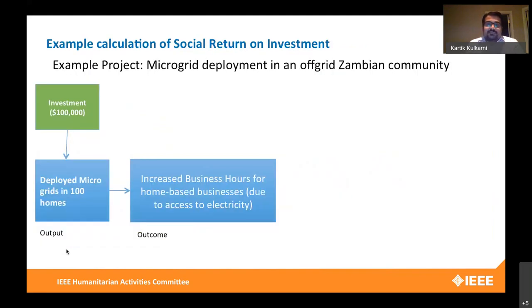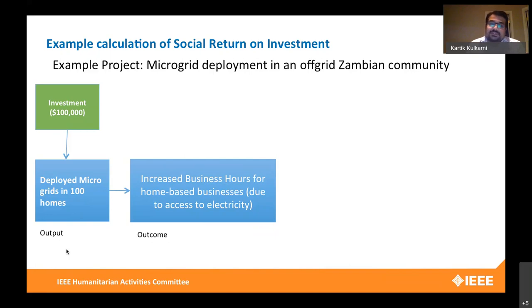So let's say we wanted to deploy a microgrid in an off-grid Zambian community. This is a typical project that you all might have seen: deploying a microgrid in a community. So this is a very common theme for our projects. Now let's say you invested $100,000 in this project, right? And you deployed a microgrid that powers 100 homes. Now that's the output. Now what is the outcome?